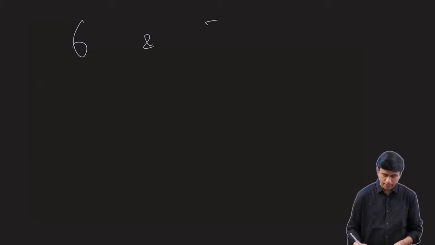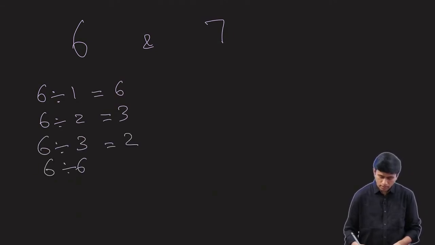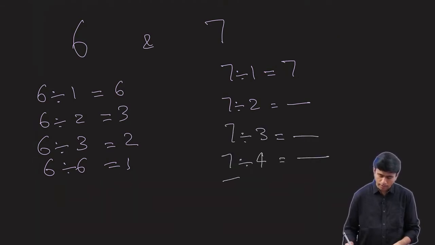Let's consider two numbers, 6 and 7. 6 divided by 1 is 6. 6 divided by 2 is 3. 6 divided by 3 is 2. 6 divided by 6 is 1. Let's do it for 7. 7 divided by 1 is 7. 7 divided by 2, it's not divisible by 2. 7 divided by 3 does not leave a remainder 0. 7 divided by 4, okay, 7 divided by 7 is 1.